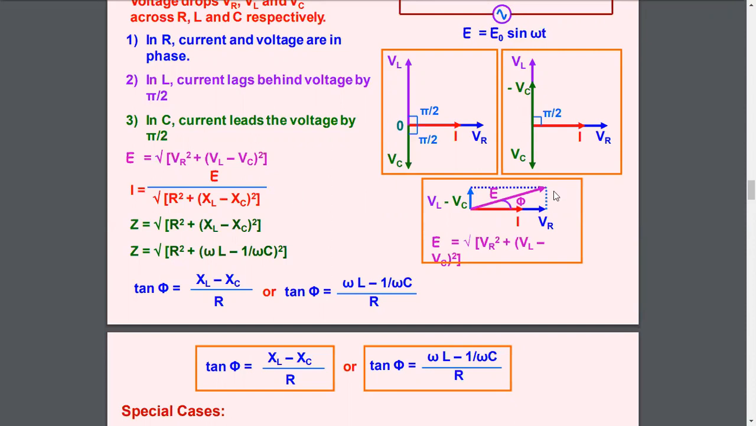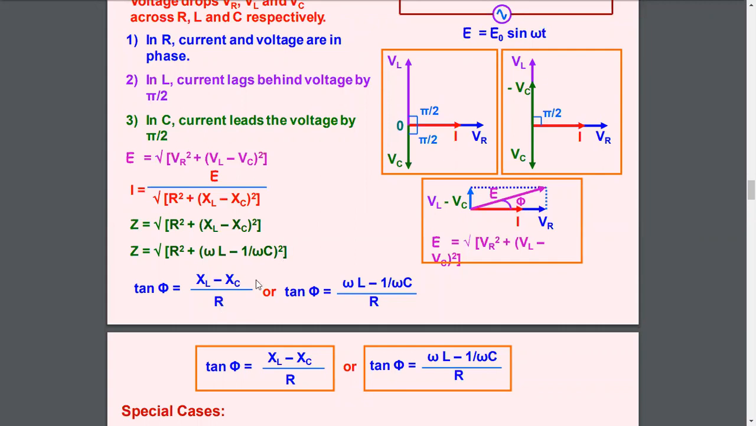So looking at this right angle triangle, you see here VL minus VC is the perpendicular and VR is the base. So perpendicular upon base is nothing but the trigonometric function tan phi, where phi is the phase difference between the alternating EMF and the current passing through the LCR circuit. So tan phi equal to XL minus XC upon R.